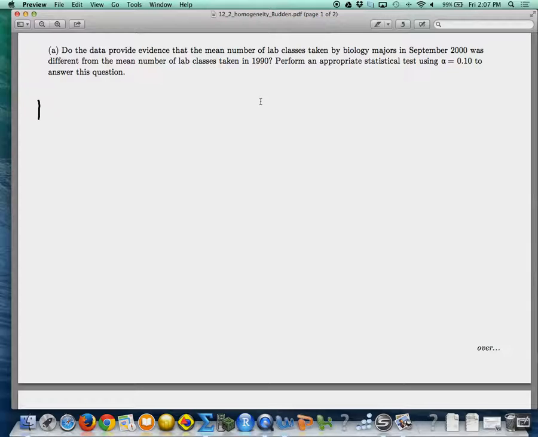Okay, so I'm not going to define variables. I'm just going to jump right into the null and the alternative. So our null would be that mu1 minus mu2 equals 0. So I'm assuming that there's no difference in the mean number of classes from 1990 to 2000. Our alternative is that mu1 minus mu2 does not equal 0. So there is a difference. Either people are taking more lab classes on average or less.